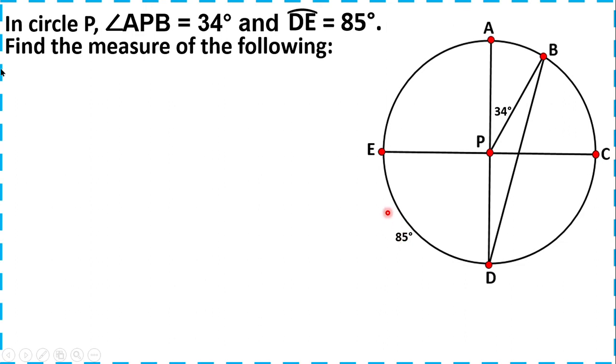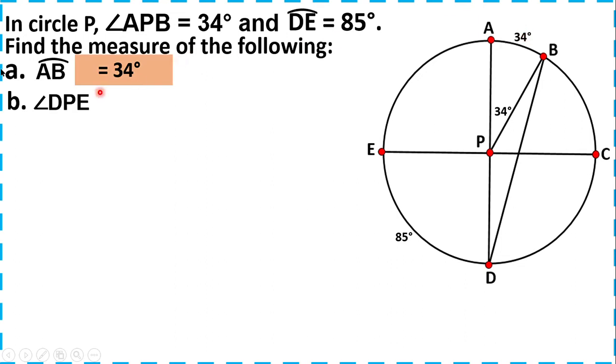Now, we have to find the measure of the following. Arc AB. Okay, let us first find the measure of arc AB. So, as you can see, this is arc AB. Okay? Arc AB subtends angle APB. So, yung angle APB ay central angle and measures 34 degrees. So, pag 34 degrees ito, ibig sabihin, yung arc AB ay same lang sa measure ng ating central angle. So, therefore, arc AB is also 34 degrees. Next.